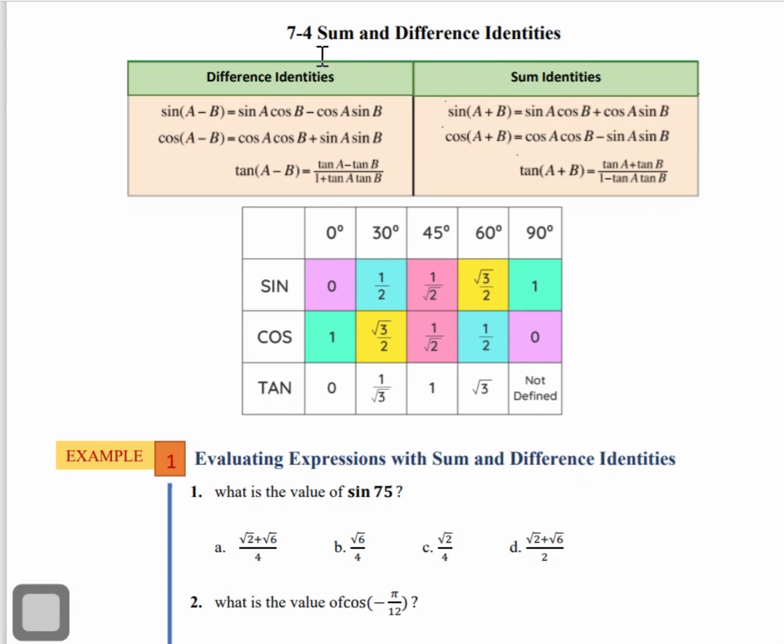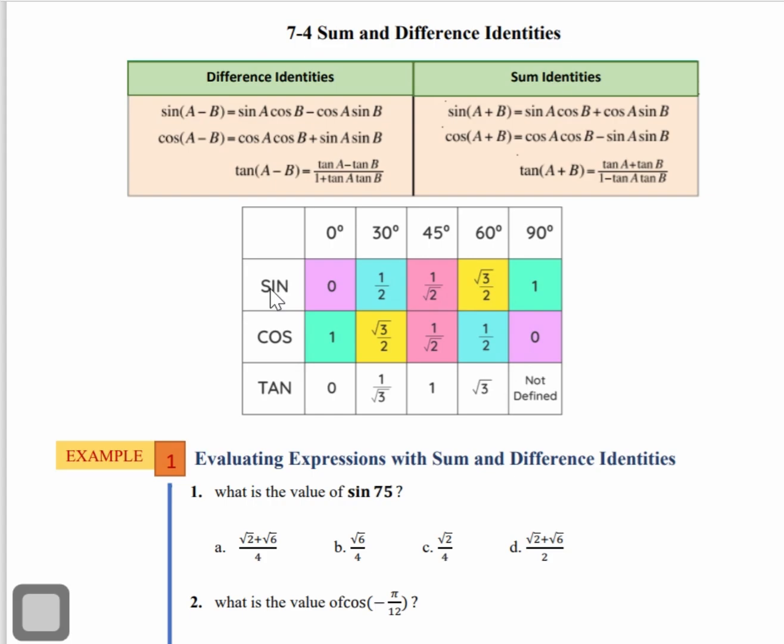Hello dear students, in section 4 I'm going to talk about sum and difference identities. We have some rules here. In example 2 we are going to work with it, but for example 1 we can memorize this one. It will make our work easier. If you don't memorize, I will tell you how to do it by a calculator.